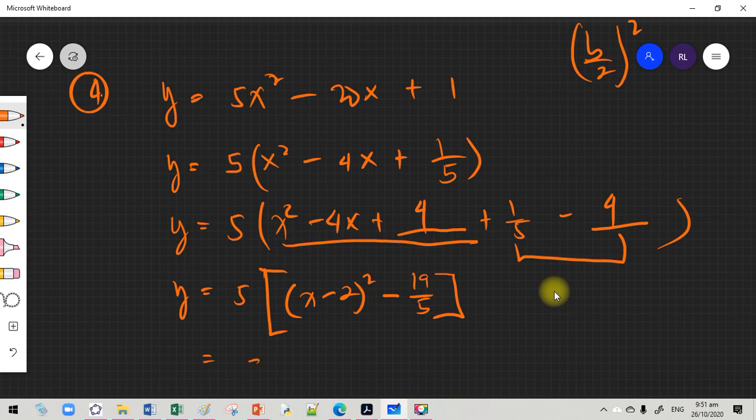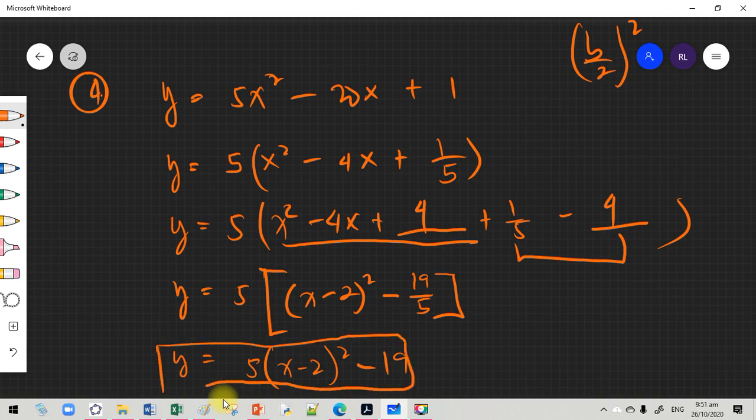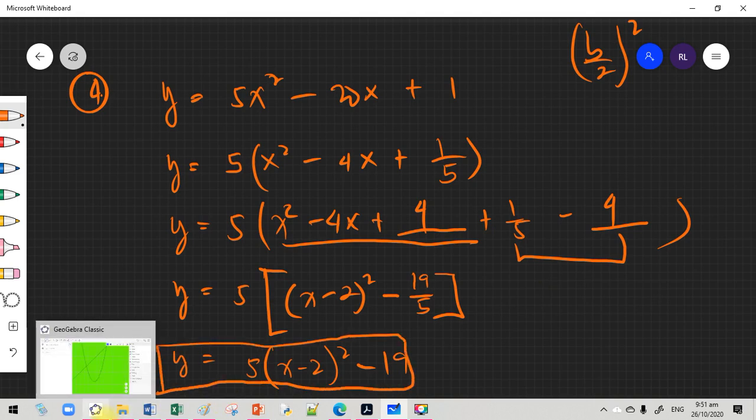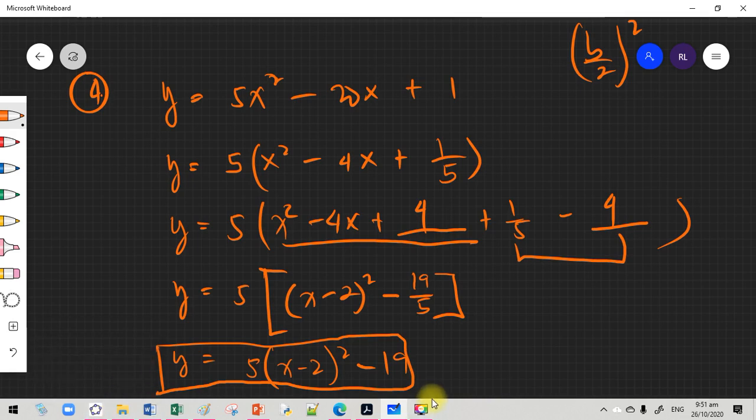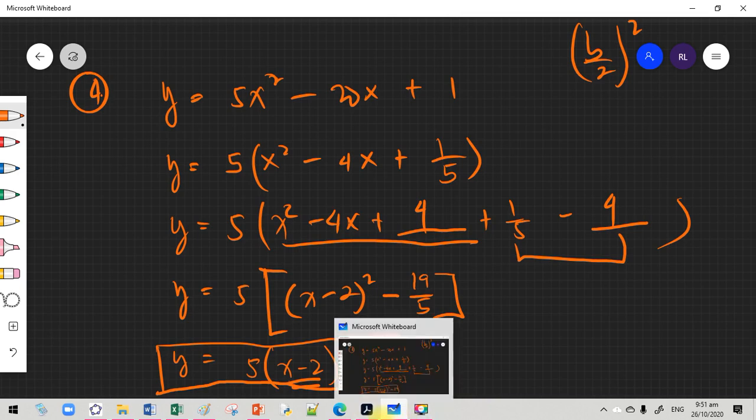Distribute. Cancel out 5 in 19 over 5 and we'll have 19. This is our standard form, where a is 5, h is positive 2, and k is negative 19. So that's it.